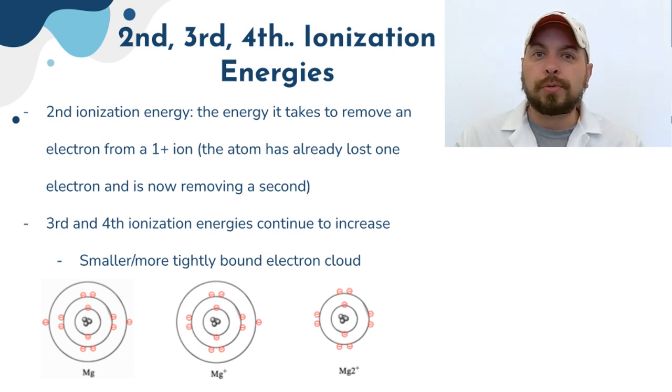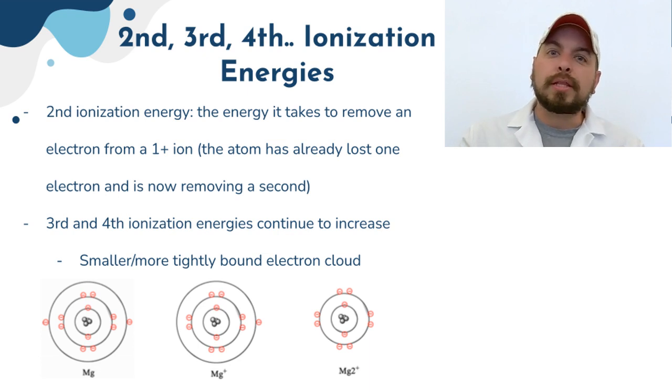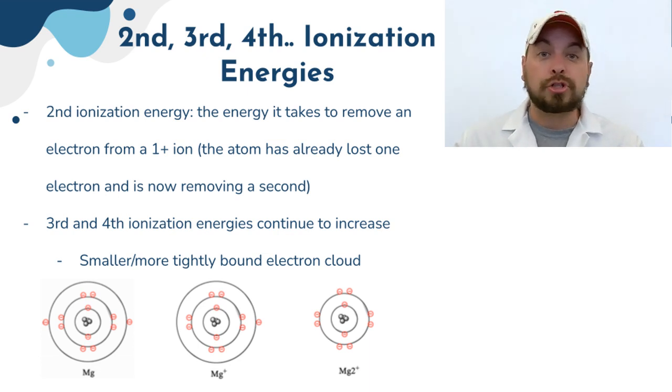What that's going to do is it's going to increase the relative Coulombic attraction of the nucleus on the remaining electrons. That's going to make the second ionization energy higher than the first. The third is going to be higher than the second, and the fourth is going to be higher than the third. But within this, there could be some pretty dramatic shifts too.